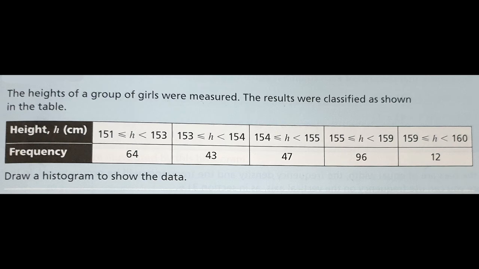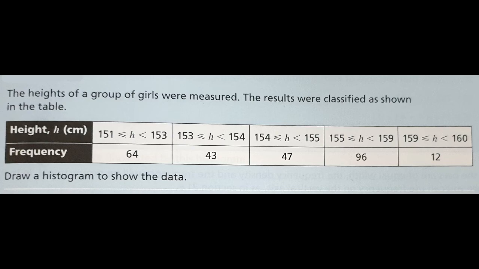The heights of a group of girls were measured. The results were classified as shown. The heights are given 151 to 153 and then up to 160. Draw a histogram to show the data. Now if you check this one, 151 to 153, the width, that is the difference between the two numbers, 153 minus 151, is 2. The width of this interval is 2.